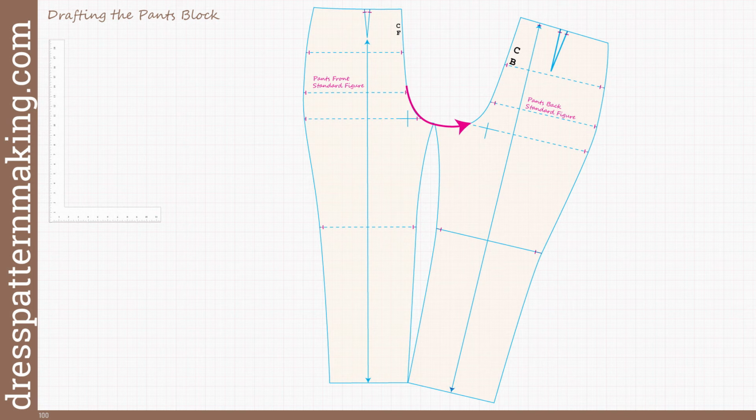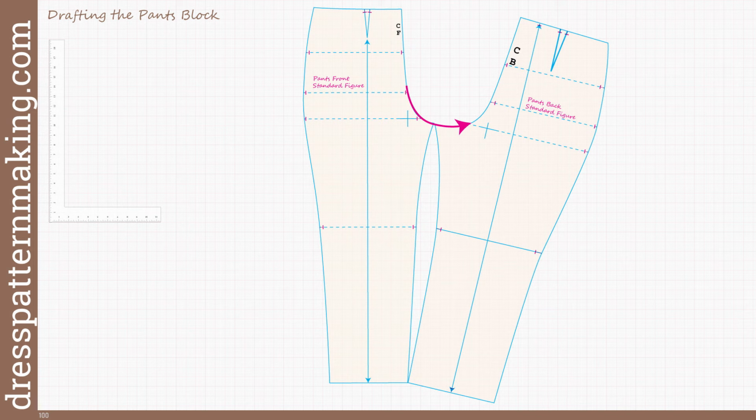You may want to create clean copies of your block, especially if you've drafted them onto paper and want to now create a more durable cardboard copy. Having said that, you may want to first test your block by making a toile and waiting till you've perfected it to create a final cardboard copy. Don't forget to notch and label your block.